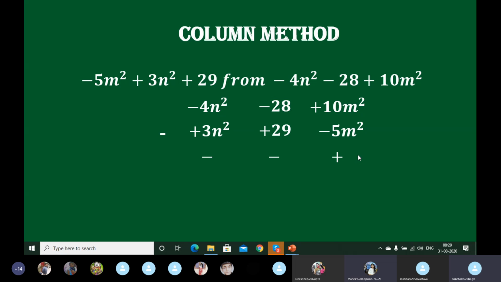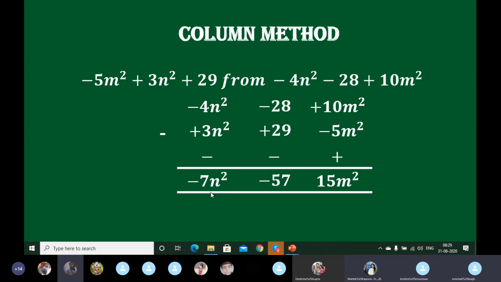First column? Ma'am, minus 7n square. Second column? Ma'am, minus 57. Third column? Ma'am, plus 15m square. Am I right? Yes, ma'am.